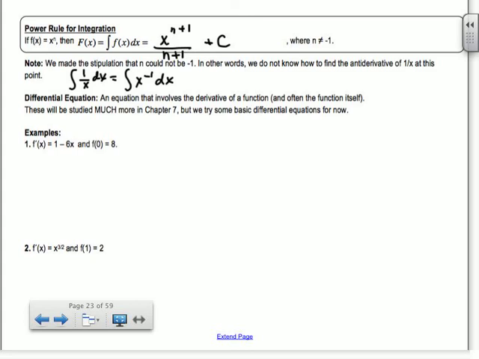Ln x, right? Natural log of x. So in this case, it's actually natural log of the absolute value of x, because x can never be negative. So we'll talk about that later on.